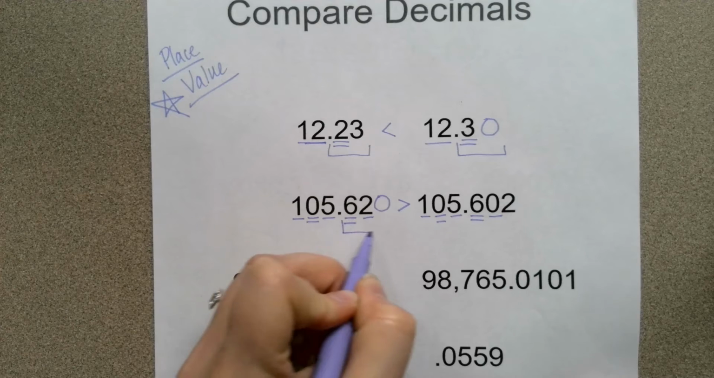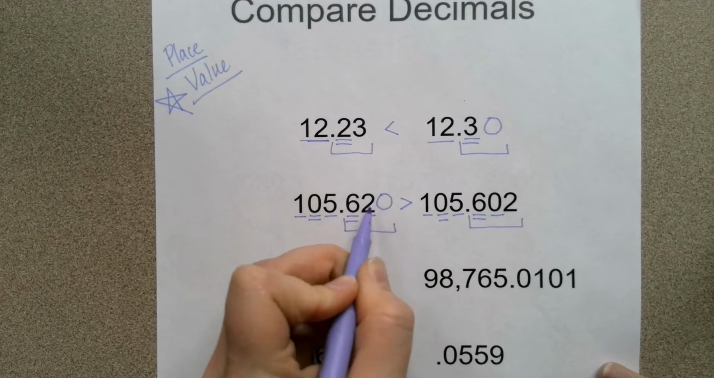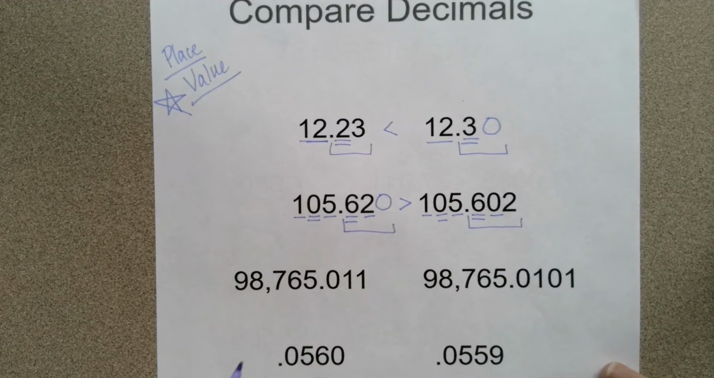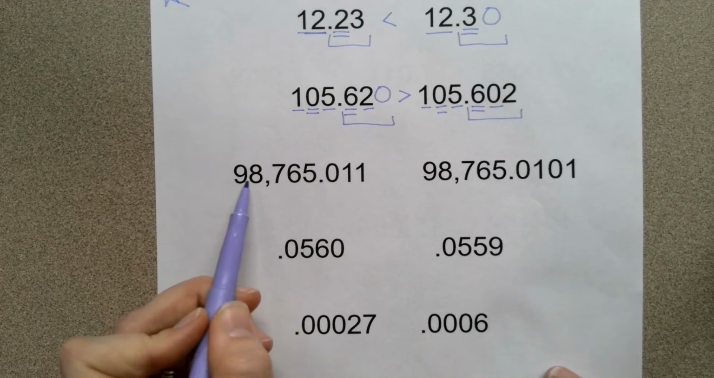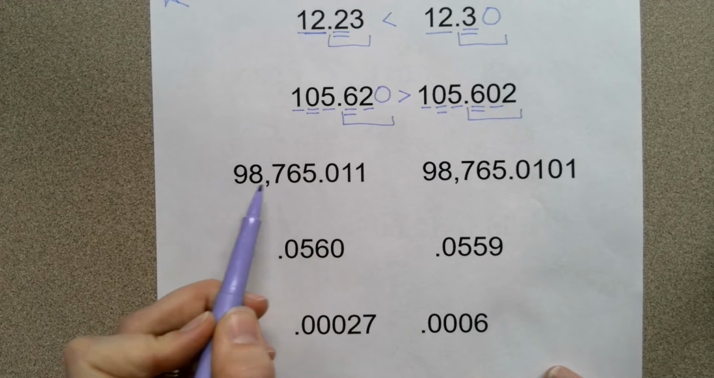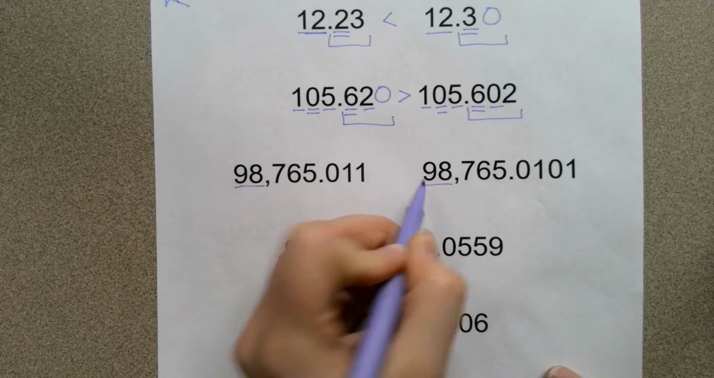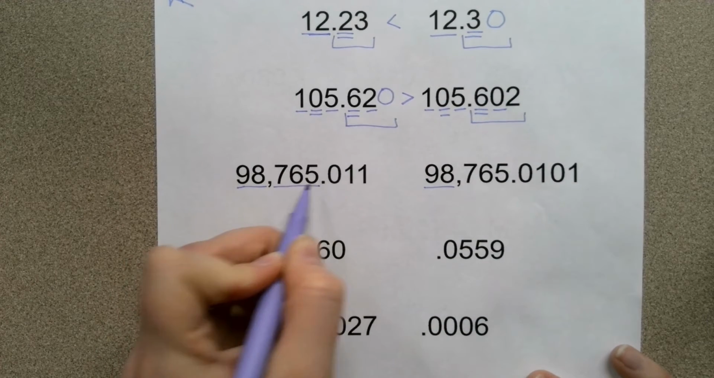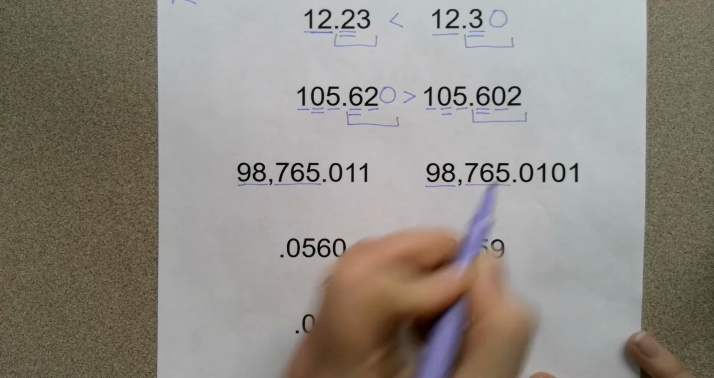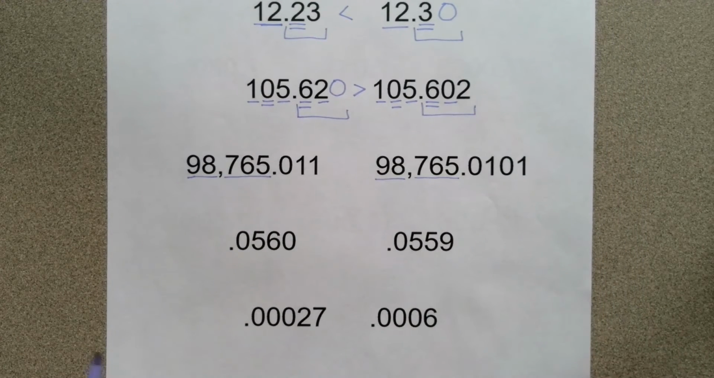We can also look at 620 in comparison to 602. They have the same number of digits now that we added the 0, and then we can compare them. We always want to double check to the left first because that's going to make a bigger difference. Both start with 98,000, so that matches. Then they both have 765. That matches as well. So it's the decimal portion of these numbers that's going to make the difference.